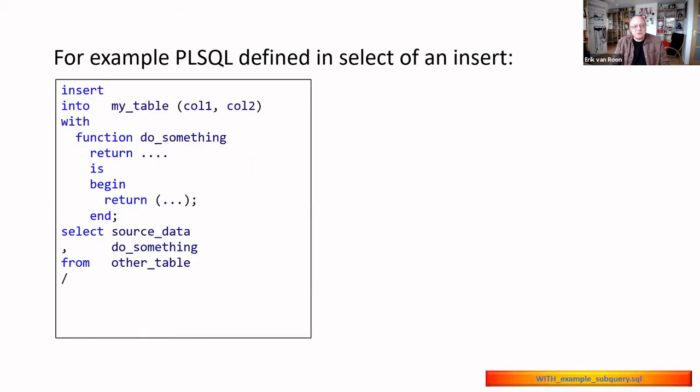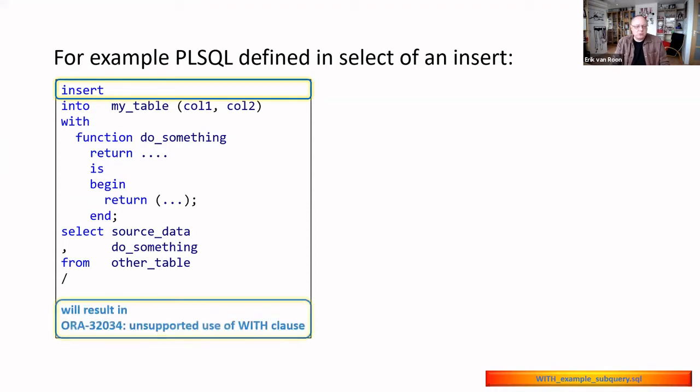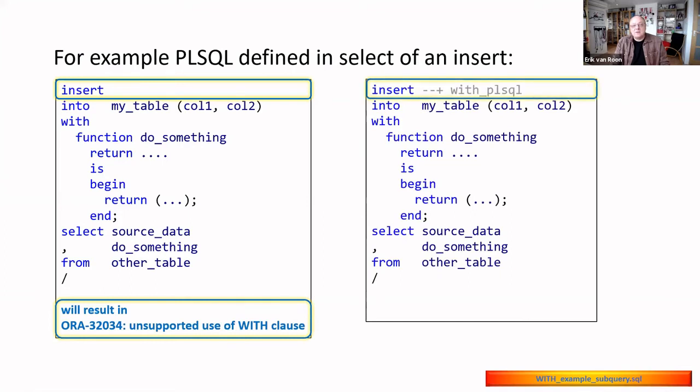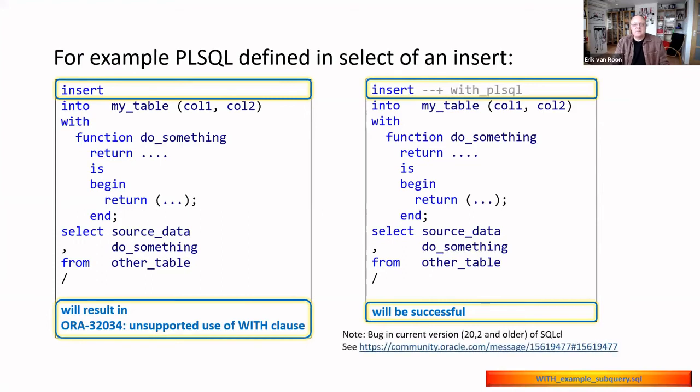An example of this: a query with an insert as select with a function in the with clause of the select. No hint here. If we would try to run this, then we would run into this ORA error. If we add the hint, then it would be successful.